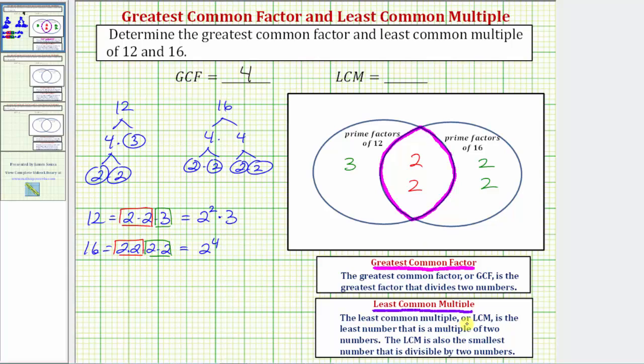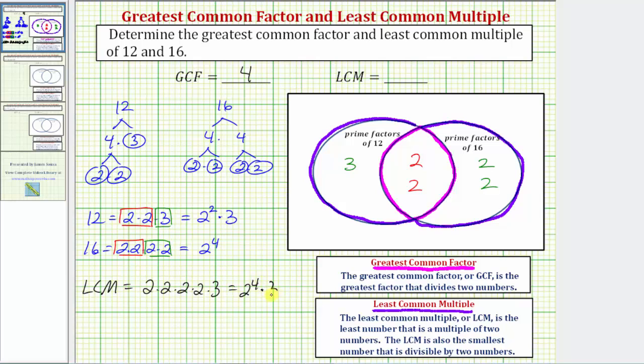The least common multiple, or LCM, is the least number that is a multiple of two numbers. It's also the smallest number that is divisible by the two numbers. So if we were to combine all of these factors, or take the union of these two sets, this would give us the least common multiple. So the least common multiple is equal to 1 factor of 3 and 4 factors of 2, which we can write as 2 times 2 times 2 times 2 times 3 if we want, 2 to the fourth times 3.